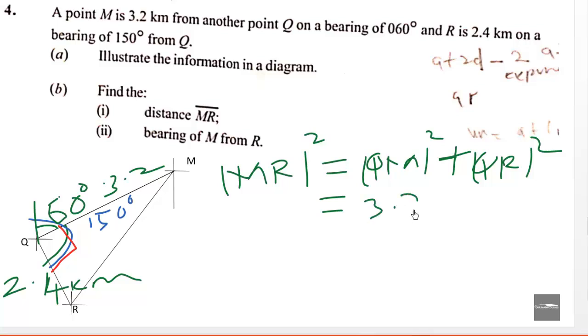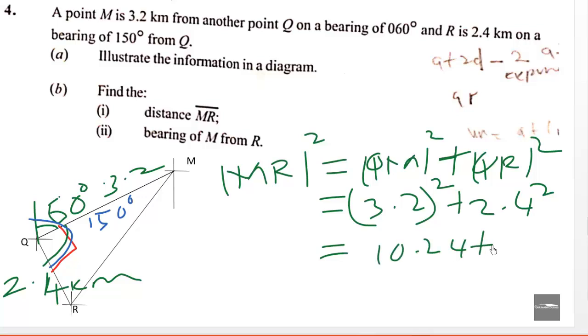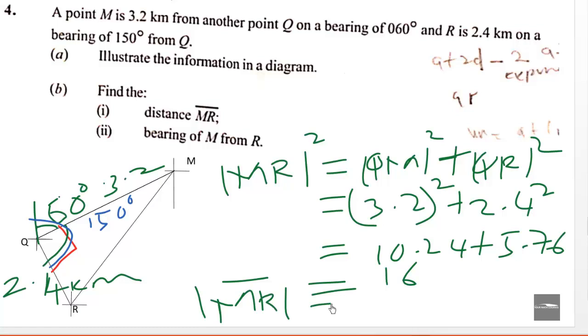So 3.2 squared plus 2.4 squared, that will give us 10.24 plus 5.76, and that will give us 16. So the length of MR, line segment MR, will be square root of 16, and that will be equal to 4 kilometers.